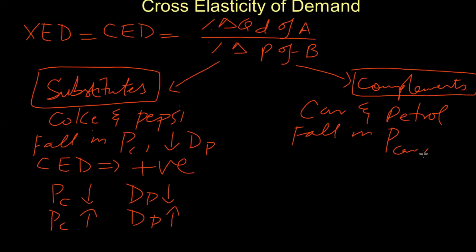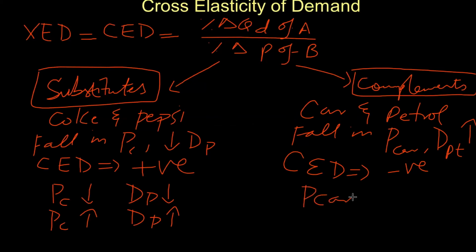Complements are jointly demanded goods like car and petrol. So a fall in price of car will lead to an increase in demand for petrol. Why will demand for petrol rise? It's definite. When a car is cheaper, its price is falling, many people will buy cars, so demand for cars will rise, and consumers will have to purchase petrol as well. One important information about this is that cross elasticity of demand for complements is always negative.